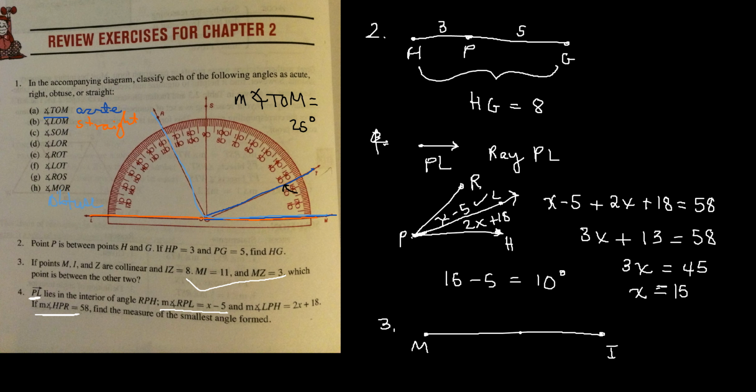So MI is 11. IZ is 8. And MZ, whoops, I didn't put that in the right place. We'll put this here. We'll call that Z, and MZ is 3. And that would make MI be 11. So which point's between the other two? It has to be the Z. Okay, let's move on to the next ones.